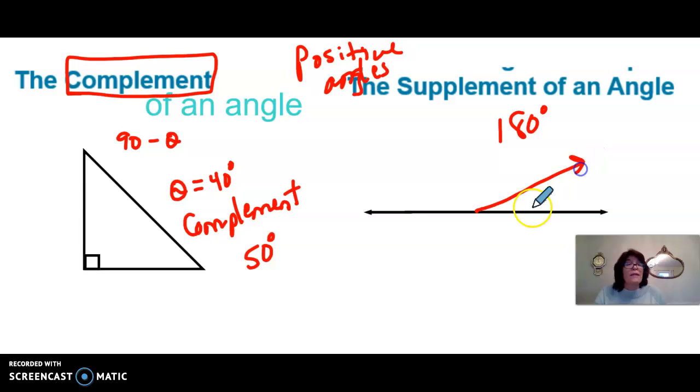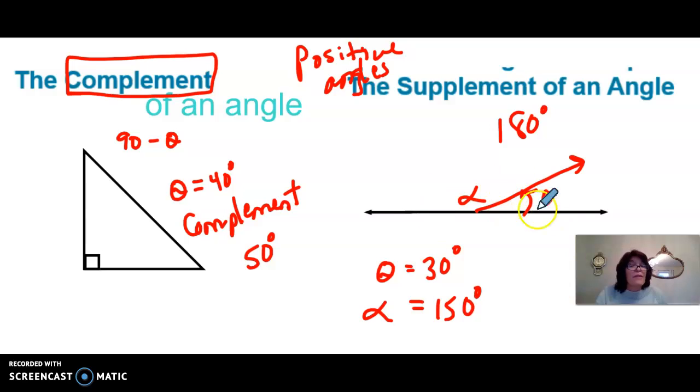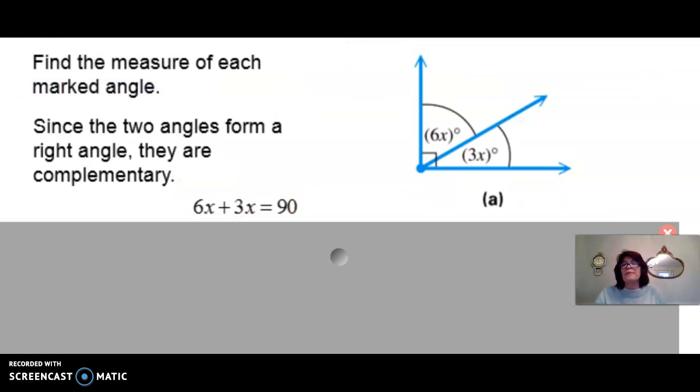Sometimes they'll show that in this way. They'll say if theta equals 30 degrees, then what does alpha equal? And you'll have to realize, oh, that's a straight angle, so that's 180 degrees. So alpha must be 150 because they're supplements. Okay, they won't outright say, hey, alpha and theta are supplementary angles, because you're supposed to know that just from looking at the straight line. Okay, so there'll be some problems in your homework like this.